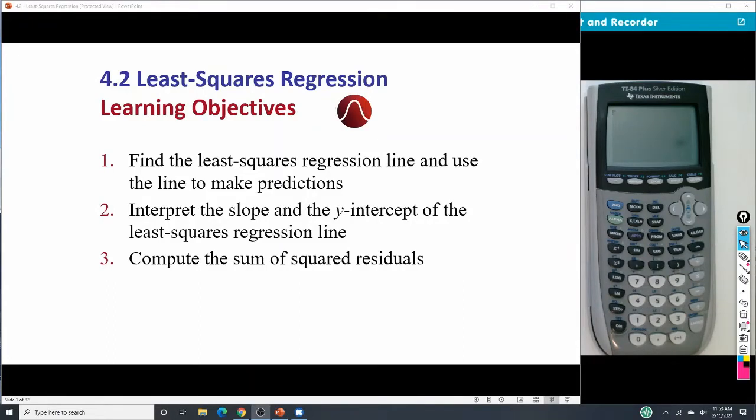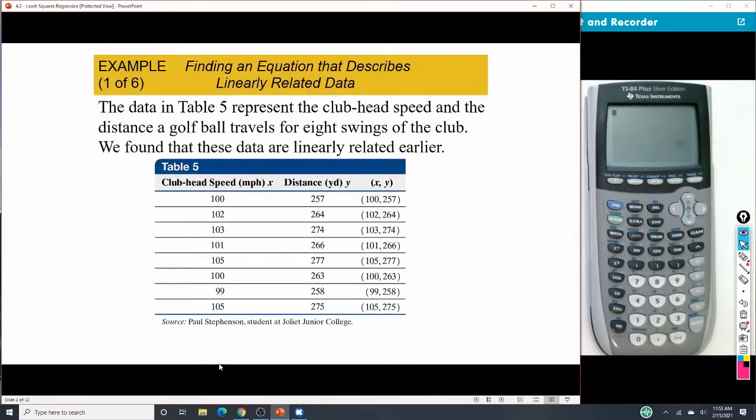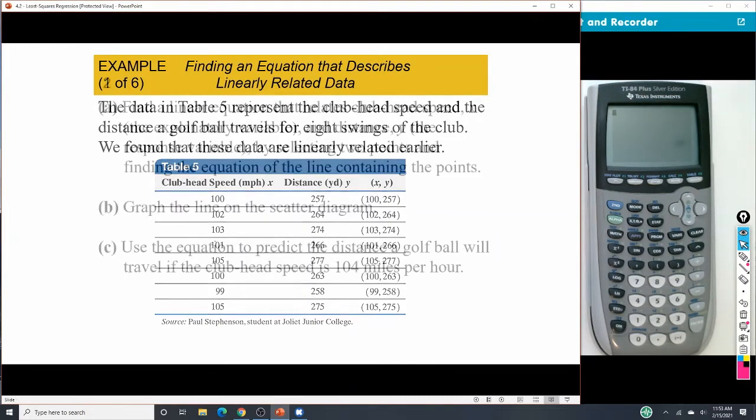4.2, least squares regression. All right, so here we have our club head speed. Again, we looked at it in 4.1, and so we want to look at a few things with these. We would have those points, and we could do our scatter plots if we wanted, and look at different things there.